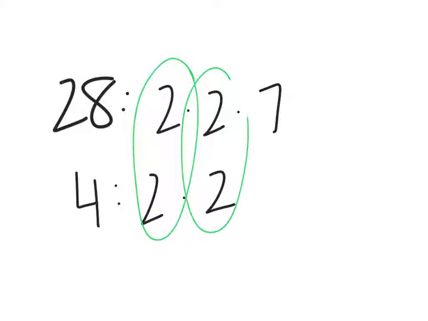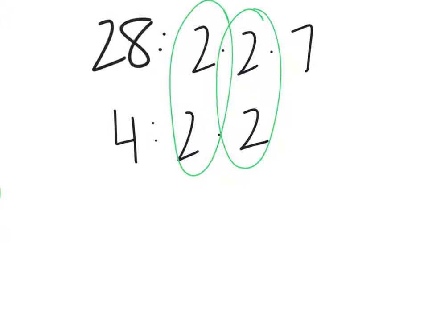my greatest common factor, I have a 2 in common and I have another 2 in common. So 2 times 2 is 4. So the greatest common factor equals 4.